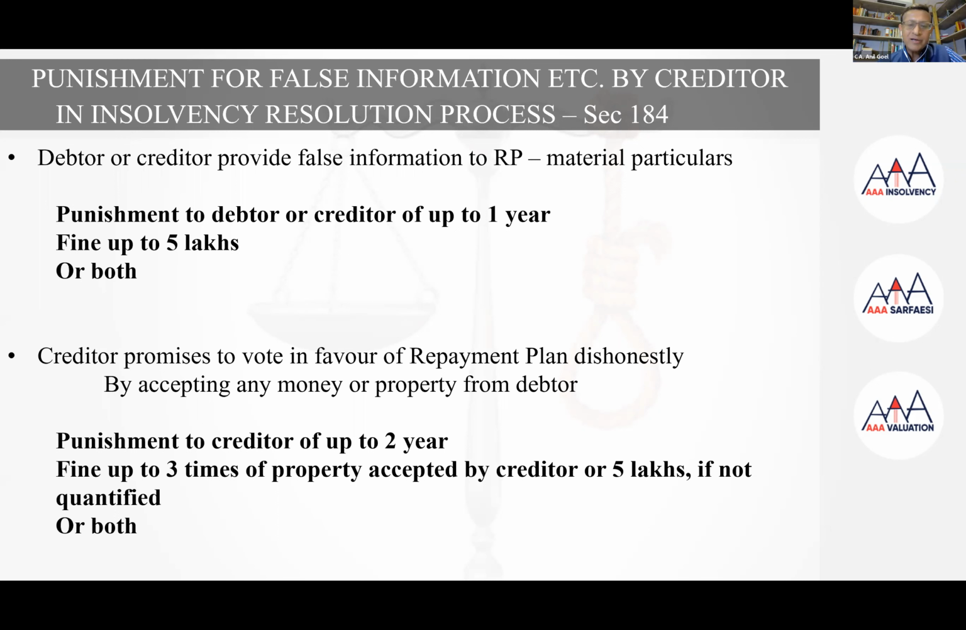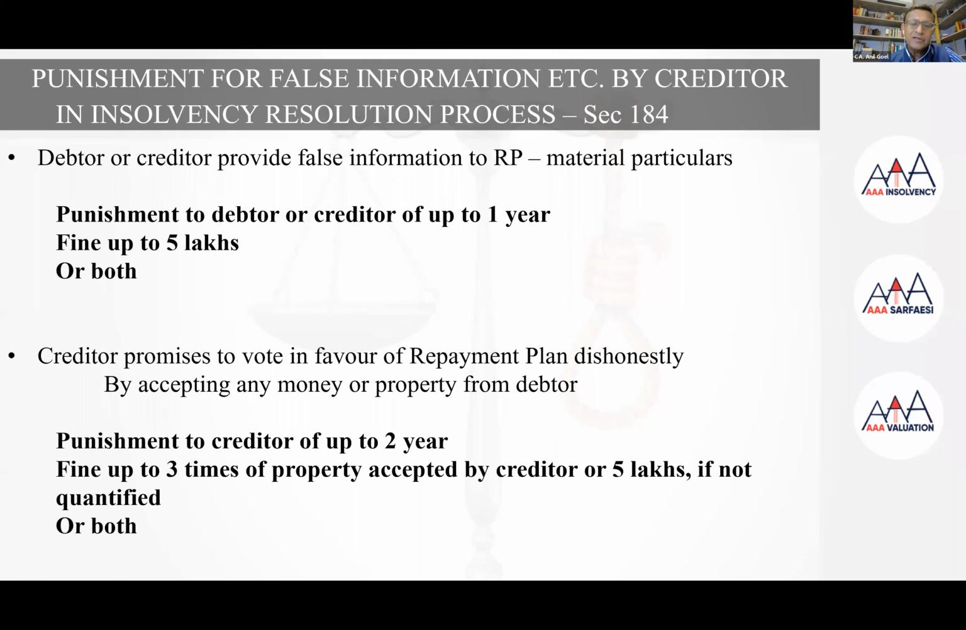Then the second part of section 184 says the creditor promises to vote in favor of the repayment plan dishonestly by accepting any money or property from the debtor. This eventuality has been dealt with in this manner: if a creditor says, I will vote for your repayment plan, you give me slightly more separately, those cases are also covered. Their punishment is 2 years, and a fine up to 3 times the property accepted by the creditors or 5 lakhs, whichever, if not quantified, or both.